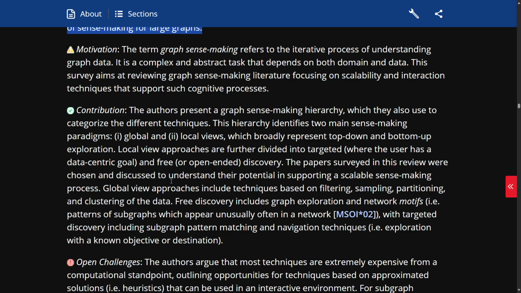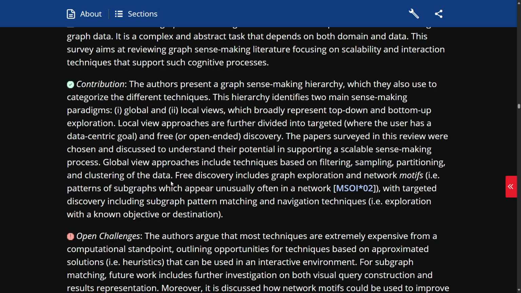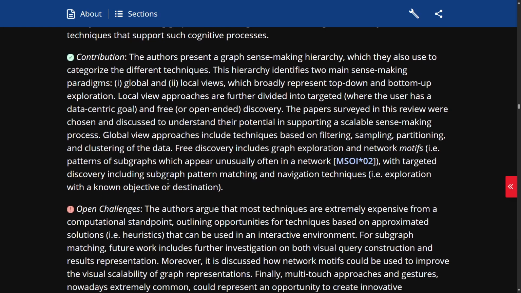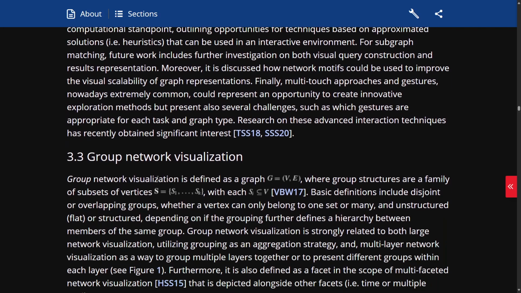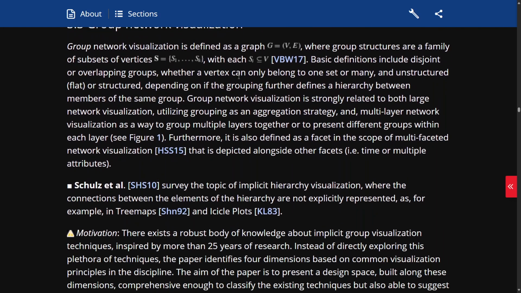3.3 Group Network Visualization. Group network visualization is defined as a graph, where group structures are a family of subsets of vertices. Basic definitions include disjoint or overlapping groups, whether a vertex can only belong to one set or many, and unstructured, flat, or structured, depending on if the grouping further defines a hierarchy between members of the same group.